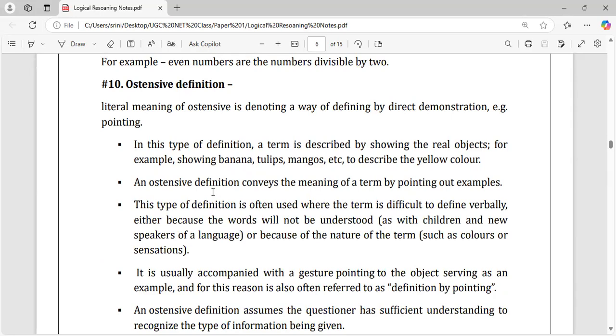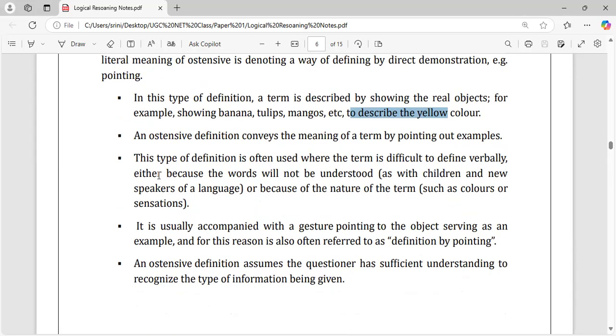The literal meaning of ostensive is denoting a way of defining by direct demonstration, for example, pointing. The term is described by showing real objects. For example, showing bananas, tulips, and mangoes to describe the color yellow. So the term being defined is yellow. In this definition, we are using denotation. An ostensive definition conveys the meaning of a term by pointing out examples.